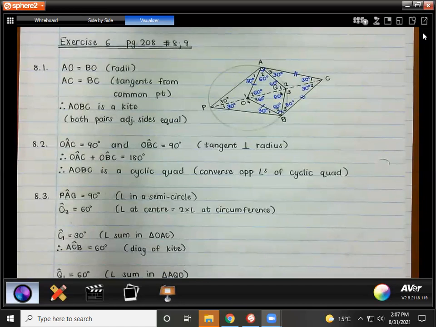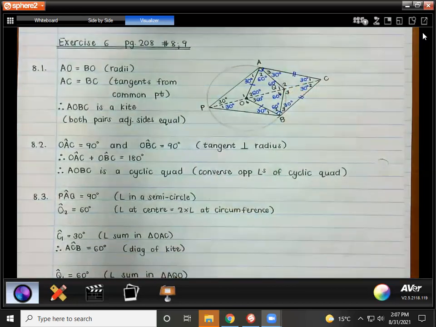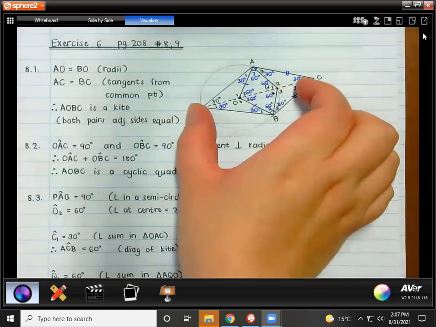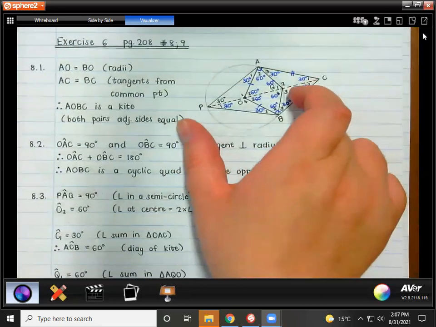Okay, then for 8.3, they asked you to find various angles. Now you might have had other reasons here. You can just ask me and then I'll check if it's fine. But the first one that they asked you to find was PAQ. And guys, it actually took me so long. I tried to do lots of other reasons. And then at the end, I was like, hello, it's a diameter, PQ. I don't know if other people had that same experience.